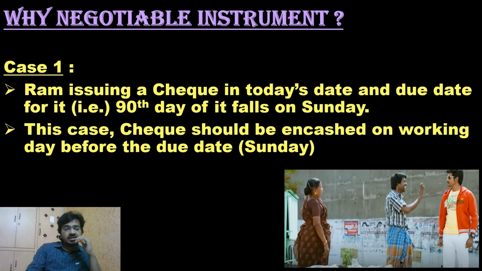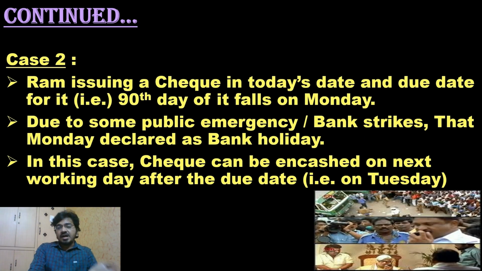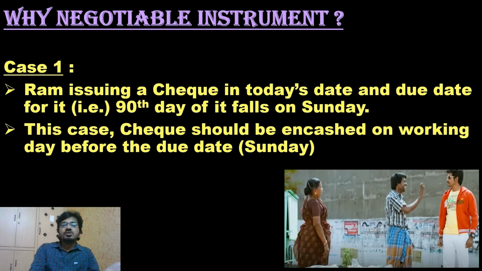Okay, in case one, it is before the due date. In case two, it is after the due date. But both these cases come under the Negotiable Instruments Act. So now you can understand why it is negotiable, why the word comes in the Negotiable Instruments Act. A check comes under the Negotiable Instruments Act.